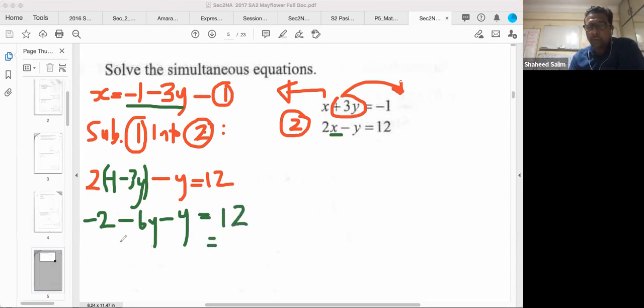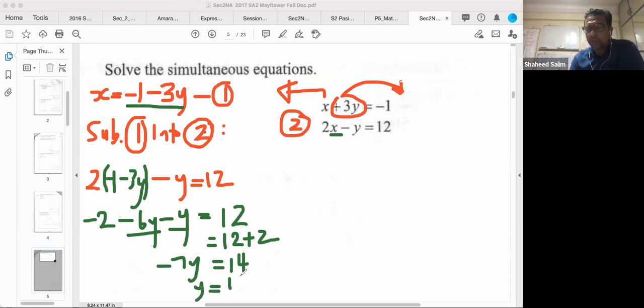You bring minus 2 over, become plus 2. 12 plus 2 equals to 14. Then down here, you owe 6y, you owe 1y, you owe 7y. Y equals to 14 divided by negative 7, equals to negative 2. You have found y.